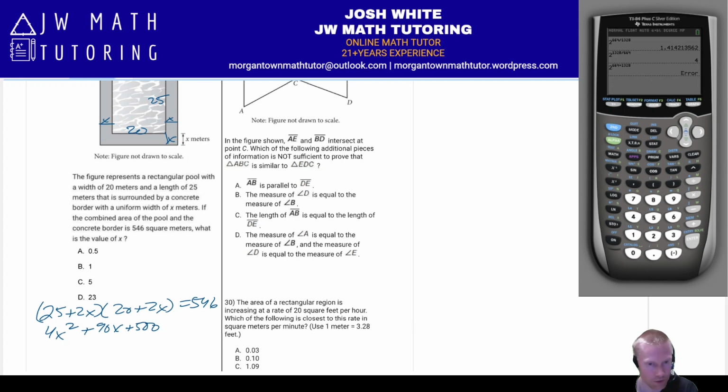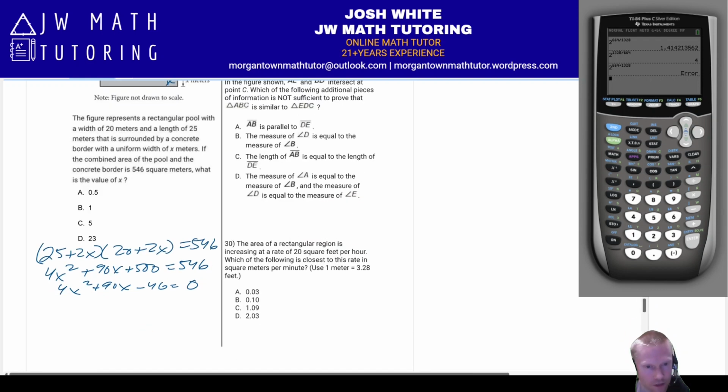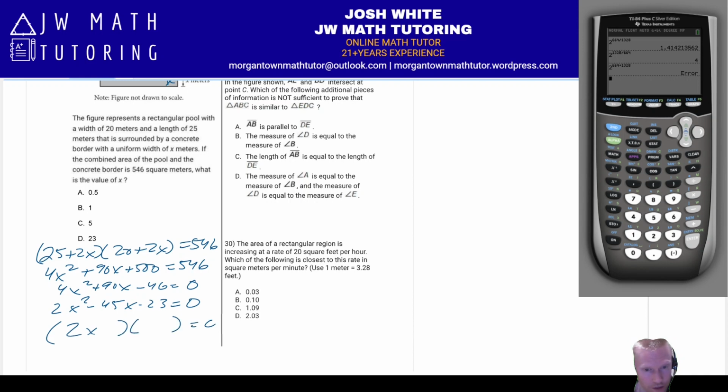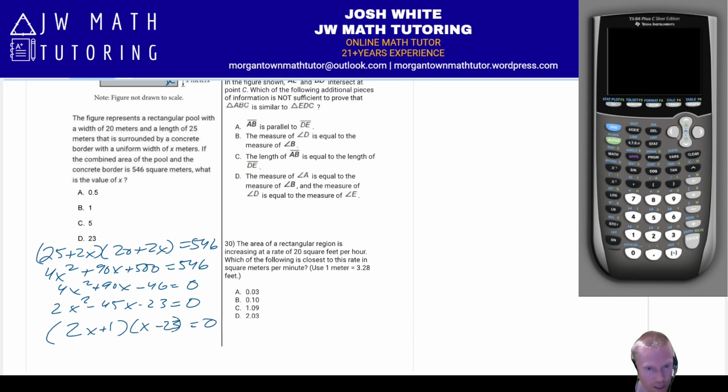Technically, I switched the order of the terms. I just put the x squared term first and the number term last, and the two combined middle terms in the middle. Okay, and that's equal to 546. And then if you subtract that, you get 4x squared plus 90x minus 46 equals 0. At this point, you could go ahead and factor it. You could also, if you think it's easier, divide everything by 2. You could make it 2x squared plus 45x minus 23 equals 0. And then if you go ahead and factor it, okay, you're going to have 2x and x. You're going to have a plus and a minus. The minus is going to be here. Let's see, the plus is going to be here. And the only factors of 23 are 1 and 23.